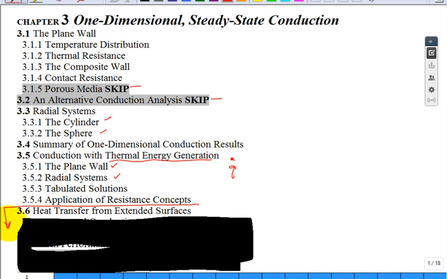But heat transfer from extended surfaces. Extended surfaces, what? F-I-N-S. Fins. And you see a lot of fins if you start looking around. Engineers have finned a lot of things to promote heat transfer. And this is a really important concept for this class. All right, so let's jump into it.